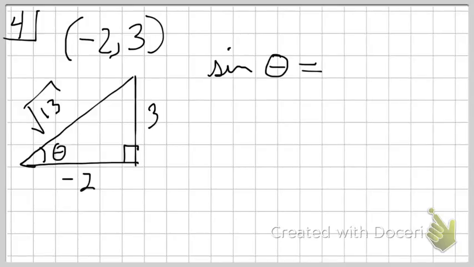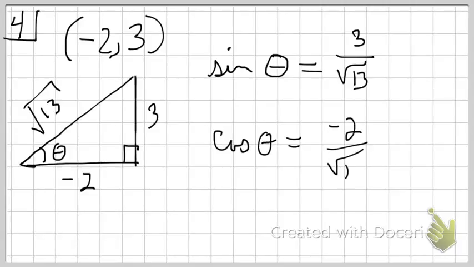So the sine of theta is equal to opposite over the hypotenuse. The cosine of theta is adjacent over the hypotenuse. And the tangent of angle theta is equal to opposite over adjacent.